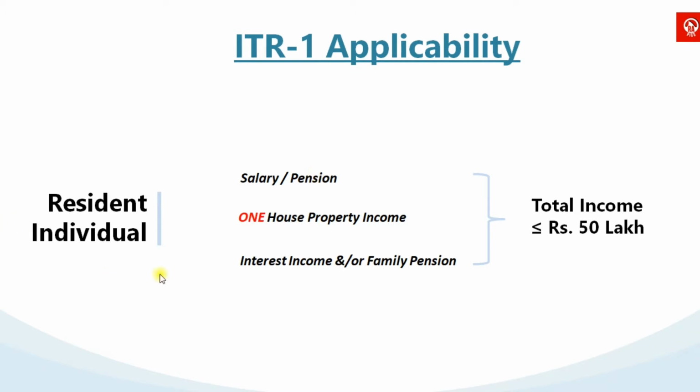So if you are a resident individual and having salary or pension, rental income from one house property, or interest income and/or family pension, then you can file ITR1. One more thing is, if you have agricultural income, it should not be more than 5,000 rupees. And this ITR1 is also known as Sahaj. Please remember here the terms total income and taxable income are one and the same. So taxable income means gross total income minus section 80C to 80U deductions.